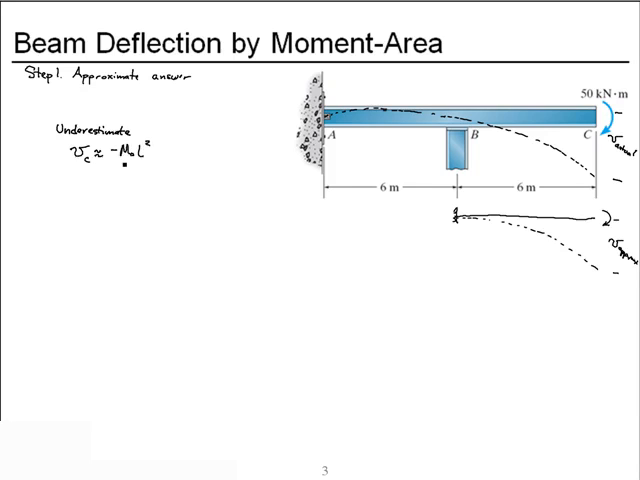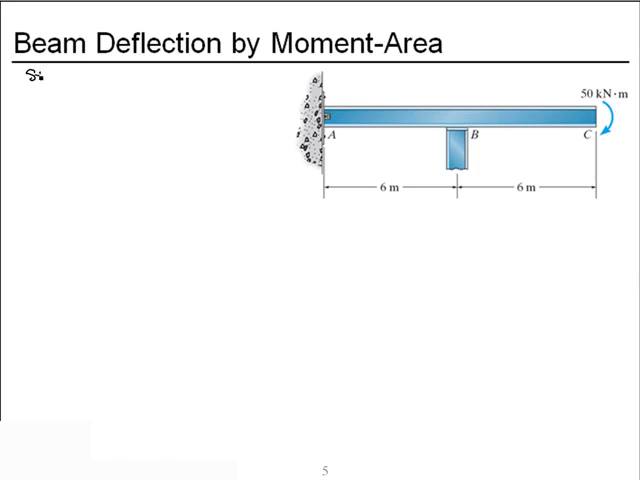It's a minus the moment times the length squared, because this couple moment is drawn in the opposite direction from the one in the front cover of our book. So we have a minus 50 kilonewton meters times the length of our cantilever here, 6 meters, squared, over 2 EI. Combine that to get a minus 900 kilonewton meter squared over EI.